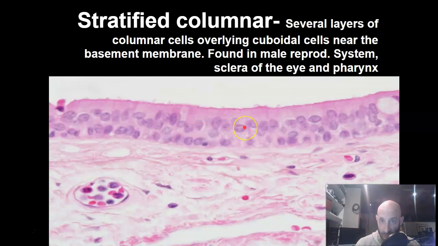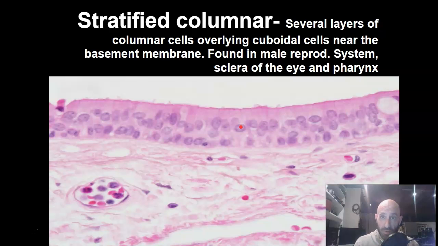So it looks like padding, right? It looks like the padding in a football helmet, and that's essentially what it is. And you're going to find this in areas that need some protection, like in your pharynx, which is the back of your throat. There's a lot of soft tissue back there, and that thick layer of tissue is to protect your throat, your esophagus, and also your trachea.